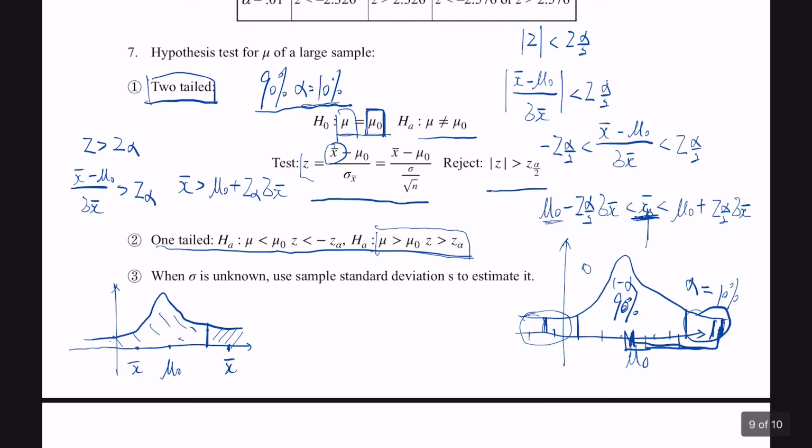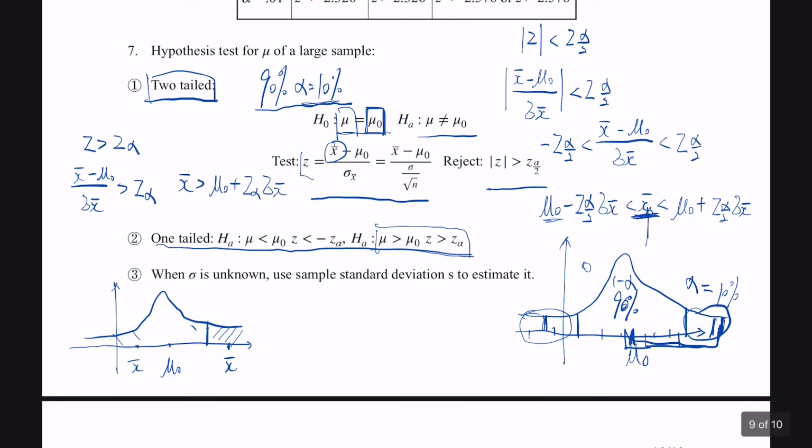So it means that, oh no, too much. No, just this off. I'm sorry. Here, wait. It means the area of here is 90%, and the area of here is 10%.